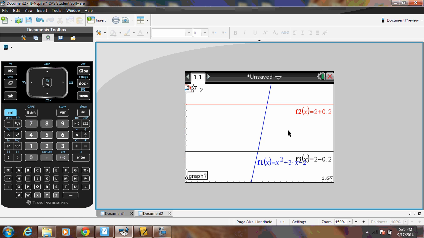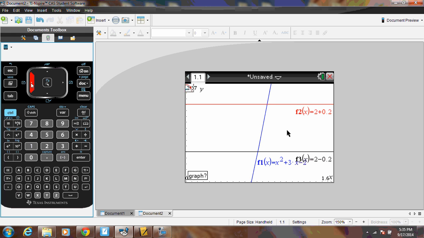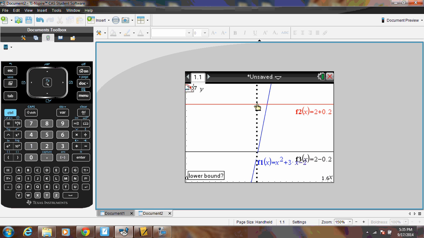Now for the intersection feature, you'll notice in the bottom left it asks for graph. You can use the arrow key to scroll over, you can use the scroll bar, but we have to select F1, press enter. It asks for the second graph. So what is the other piece that it's going to intersect? Well, again, you can scroll up, but you've got to scroll up to our F2 and select it.